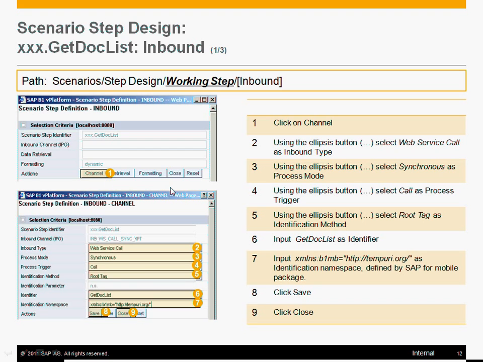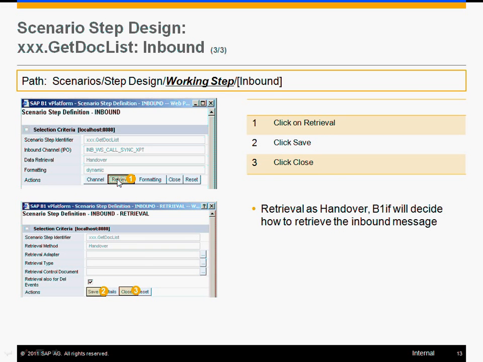And for the inbound channel node, we are using it for the inbound because it's a web service call. So the inbound type, we're using the web service call, and the processing mode, we're using the synchronous mode there. And then it's triggered by the call. It's triggered by a third-party call, by .NET or by whatever. It's triggered by someone calling proactively. And then for the identification method, as I just explained, we're going to use the root tag in the SOAP request body, get doc list. If the root tag equals the identifier get doc list here, we trigger this step for further processing. Okay, and then for the retrieval, we don't need any retrieval because it will hand over to the B1if.